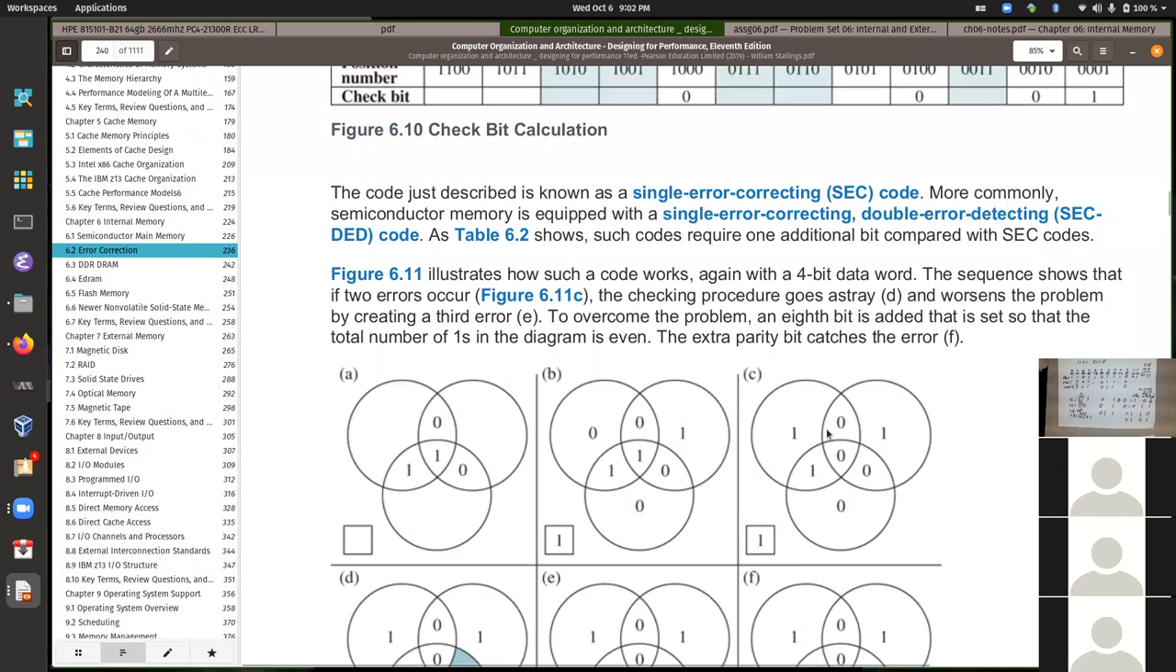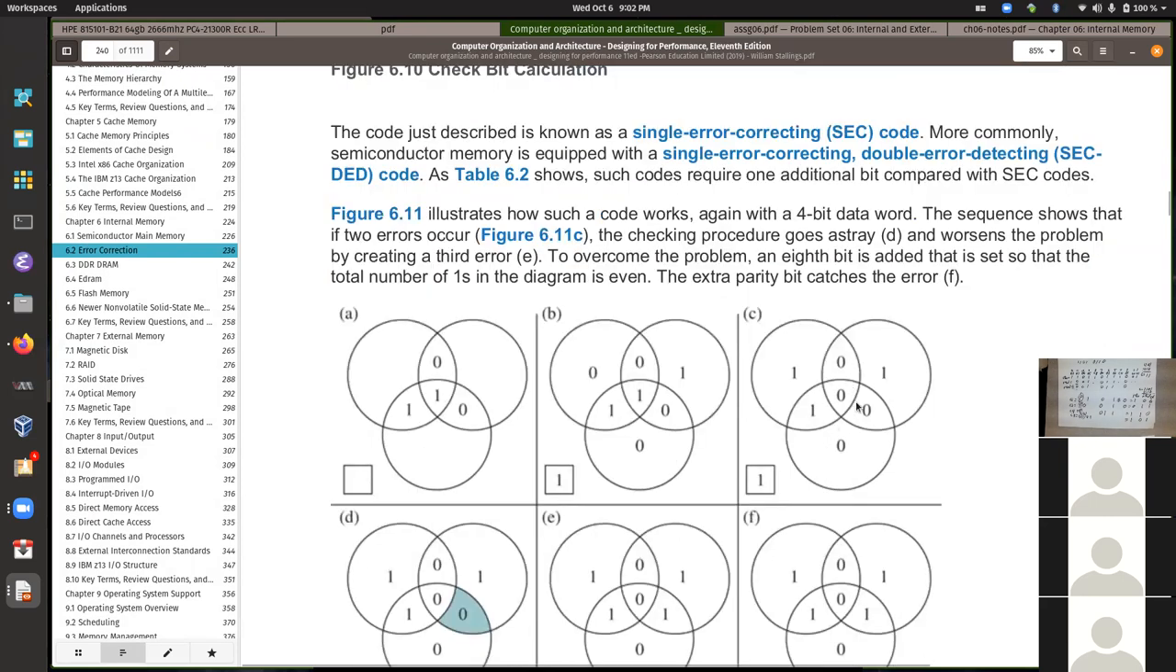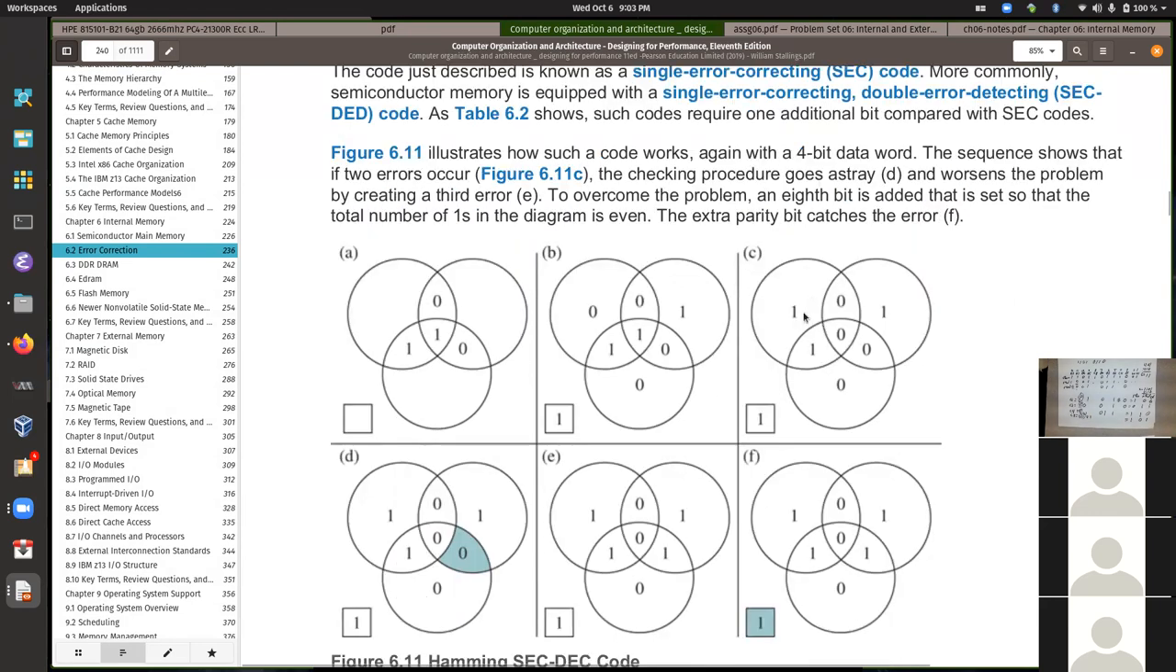So yeah, in C, we've had two errors occur. In this example, we end up flipping one data bit from 0 to 1, and we flip one parity bit. So these are the two errors, the two things that got flipped on step C here.